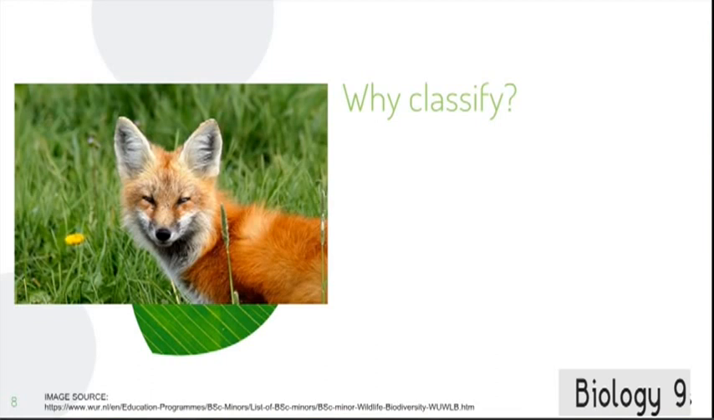Okay, so why is it important to classify? On Earth today, there are many living things, right? And there's a lot of variety in these living things, and that variety is what we call biodiversity. For us, it's quite complex to study this huge variety of living things. So scientists put them into groups, and this grouping system is known as classification.